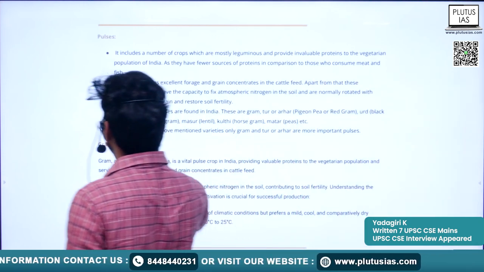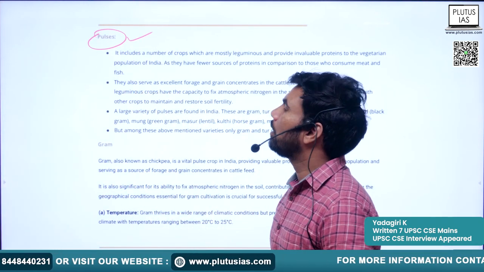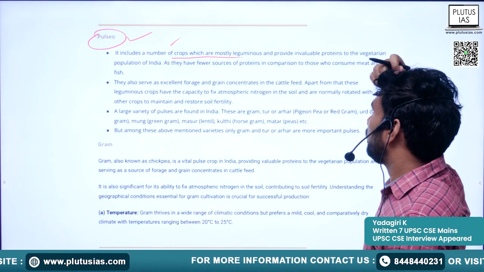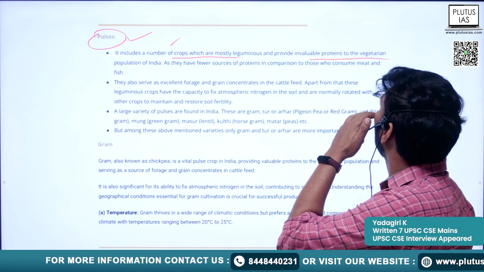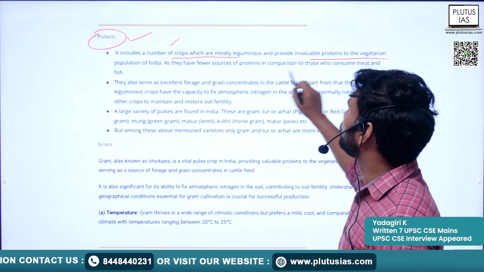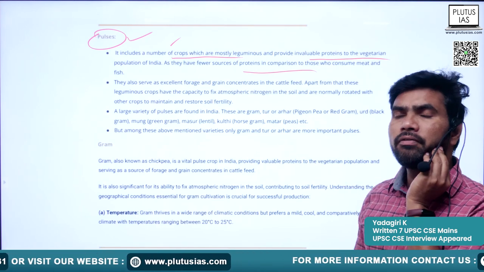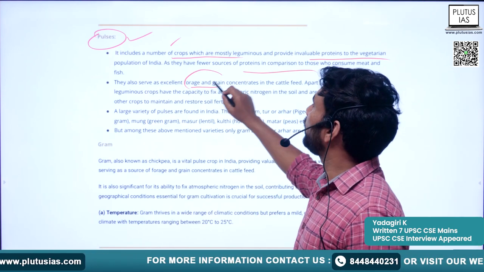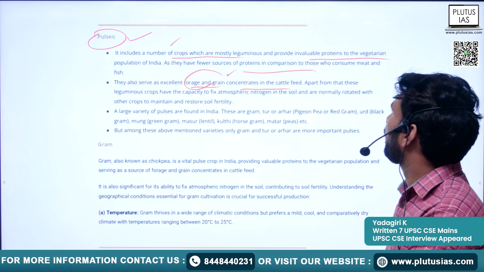Next, another important food crop category is pulses. Pulses include a number of crops which are mostly leguminous and provide invaluable proteins to the vegetarian population of India. So they have fewer sources of proteins in comparison to those who consume meat and fish. They also serve as excellent forage and grain concentrates in the cattle feed.